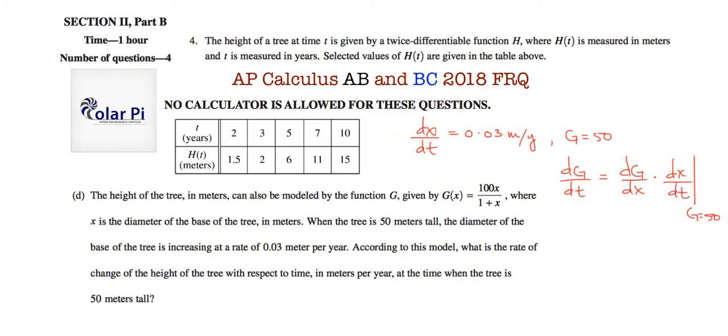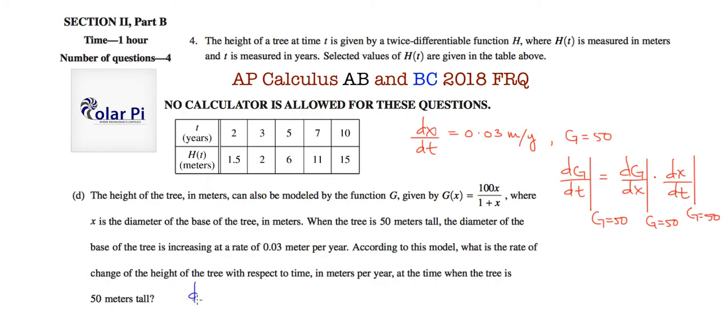Okay. And we need to then know what dg/dx is when g is 50. So we need to evaluate this also when g is 50, and then we'll be able to figure out what dg/dt is when g is 50, right? So all we have left to figure out is this guy right here. And once we know what that is, we'll just multiply it by 0.03 and we'll be able to find dg/dt.